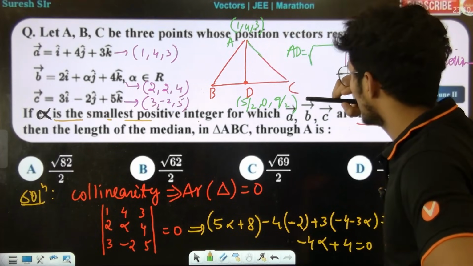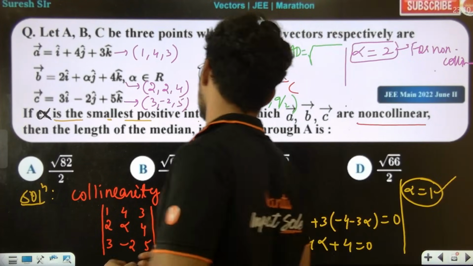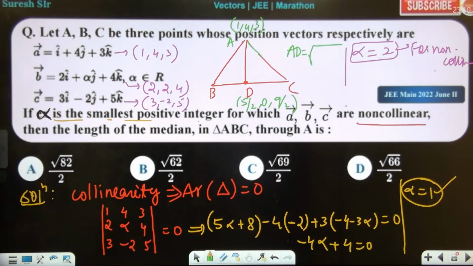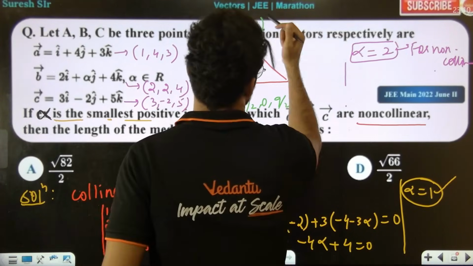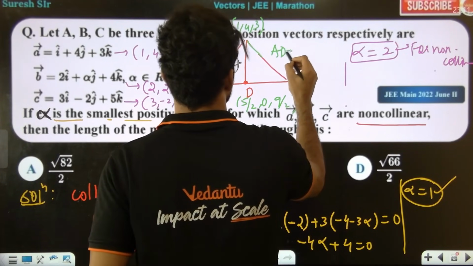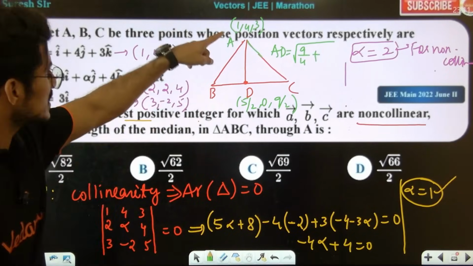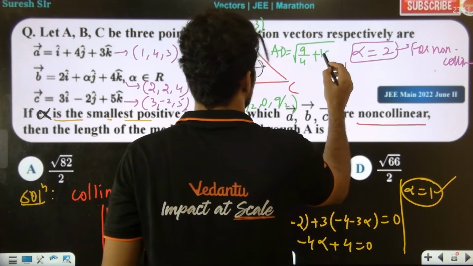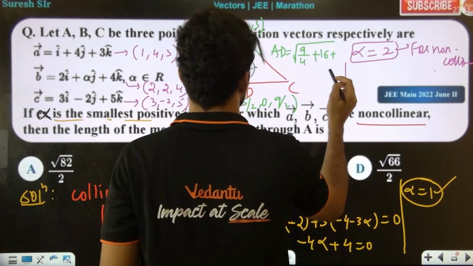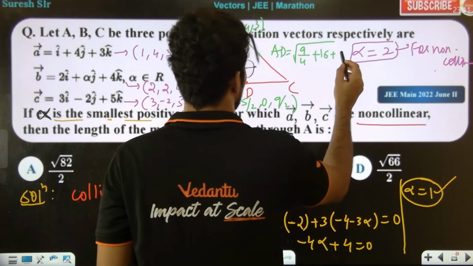1 minus 5 by 2, so 3 by 2, which means 9 by 4. AD length is the square root of 9 by 4 plus... I am just finding the distance. So 16 here, plus 3 minus 9 by 2, so 9 by 4 again.